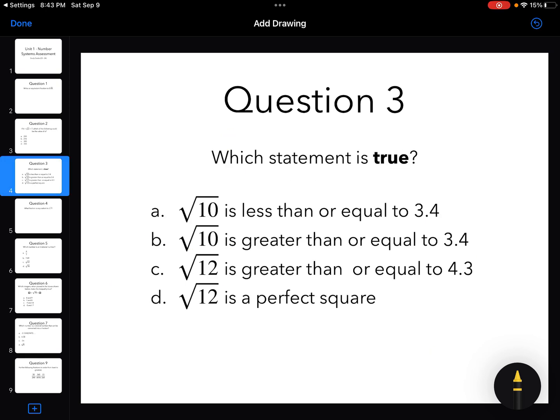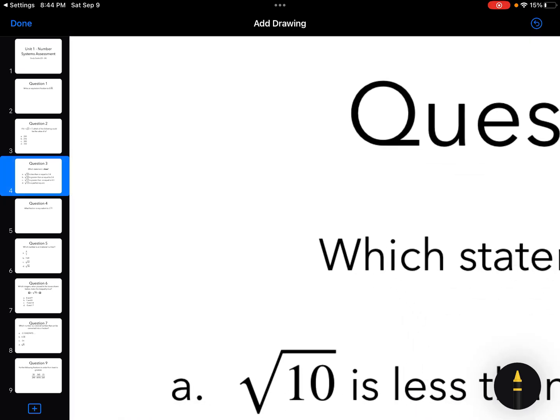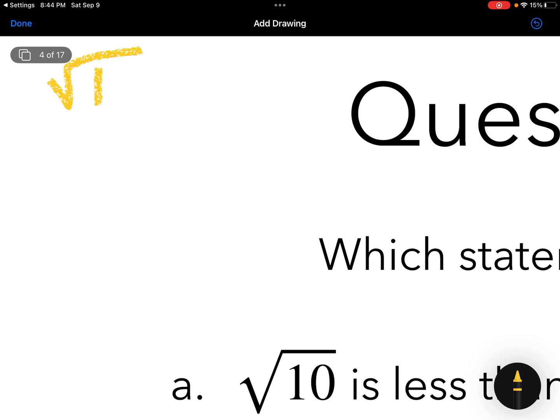Question number 3, which statement is true? We've got the square root of 10. I know that if I'm doing the square root of 10, I have to think of my perfect squares that are less than and greater than. So I've got 9, and I'm going to put my little 3 there. Then my next perfect square would be 16, and I'm going to put my 4 there.